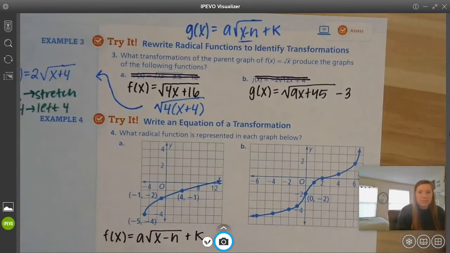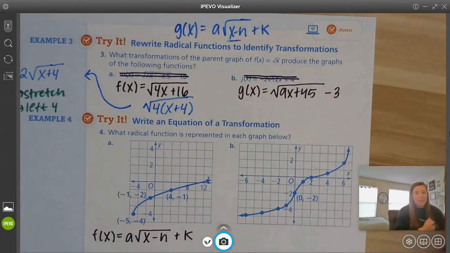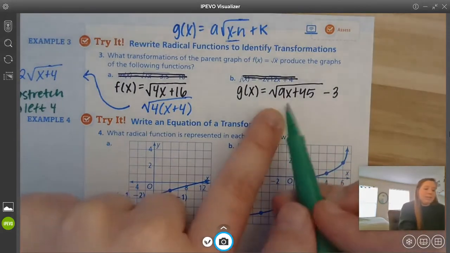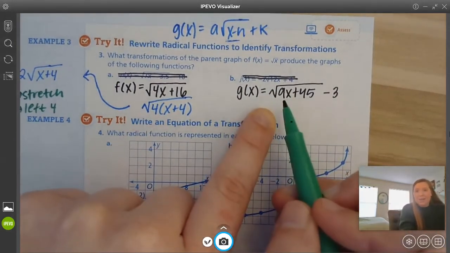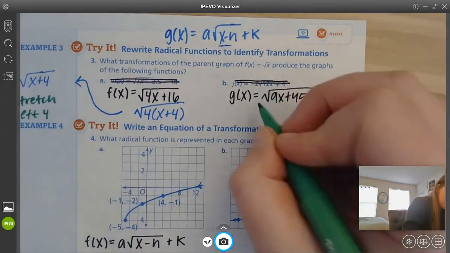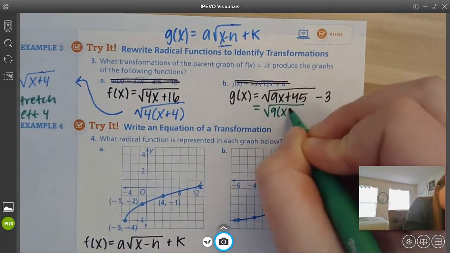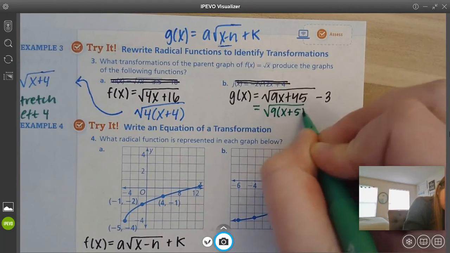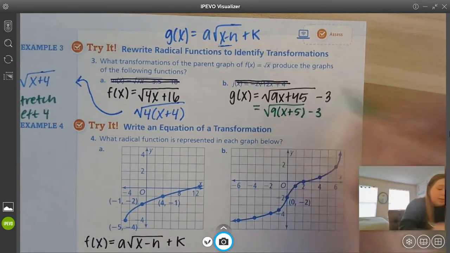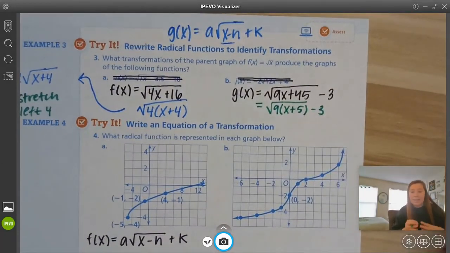So let's go over to example B. This is just like example A, except we have some more numbers in our problem. But I'm still looking to get x all by itself. Right now it has a 9 out in front of it, but lucky for us, we can factor out a 9, and I'd be left with x plus 5 underneath our radical. That 3 on the outside of the radical isn't going to be affected by that factoring out. So it's just going to come along for the ride.